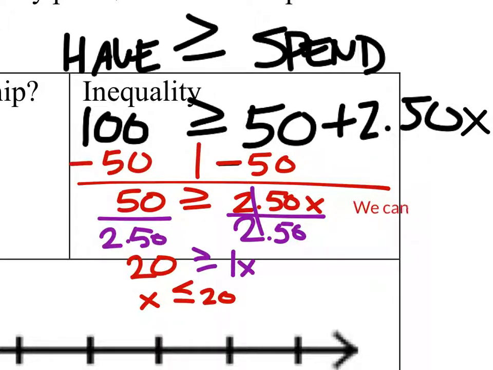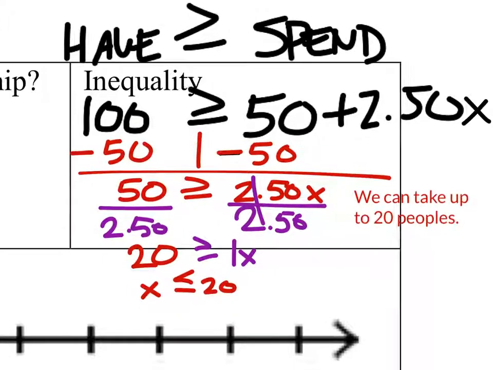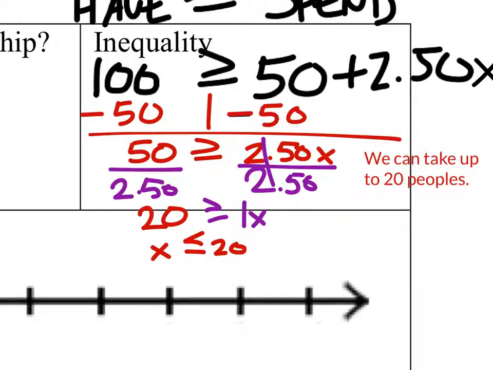We can take up to 20 people. Because if we take 20 people, we're good. If we take any less than that, we still have enough money to cover the charges. So that's defining the solution.